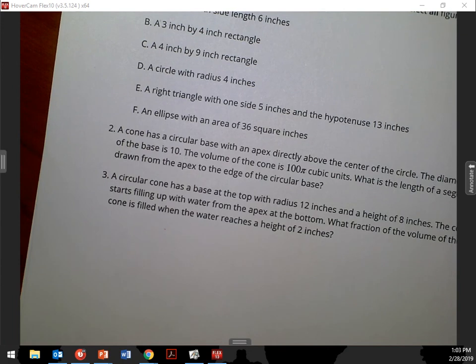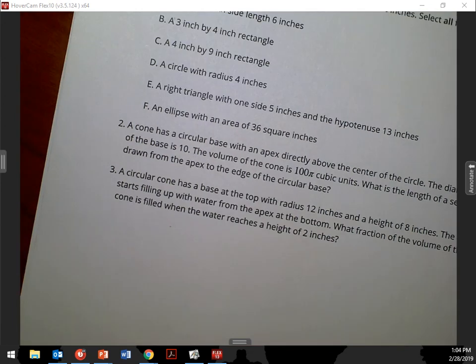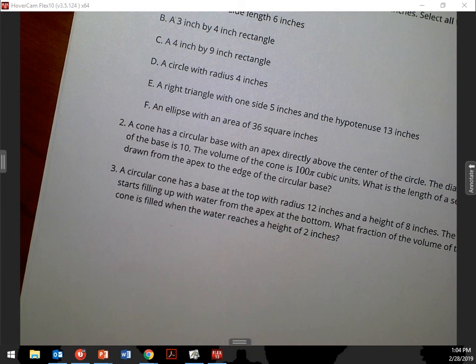Alright, so what do you need to make sure that you have for tomorrow? Notebook and your handy dandy, right? Okay, so please make sure, if you don't have it, guess what? No sharing. Make sure all your formulas are there.